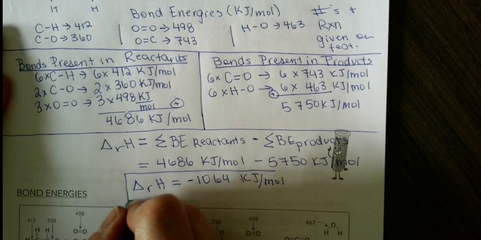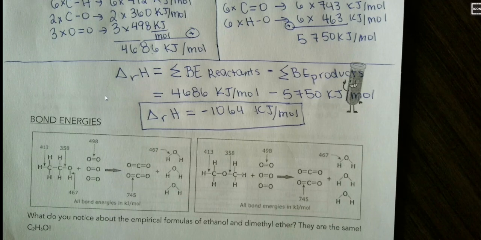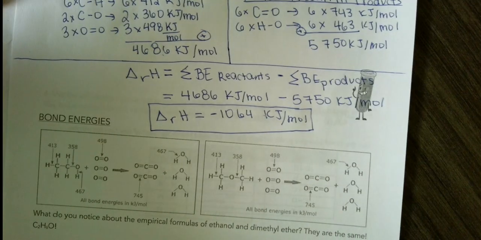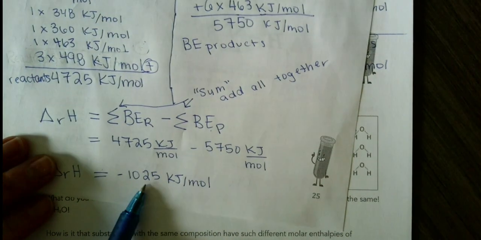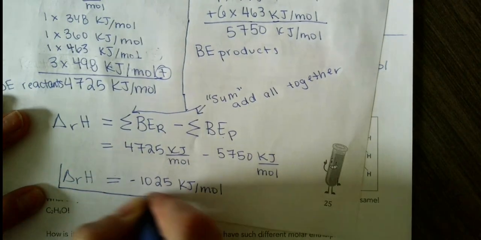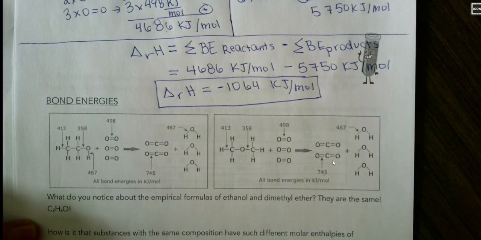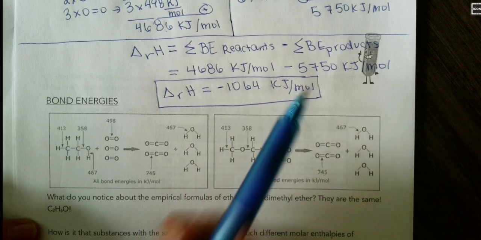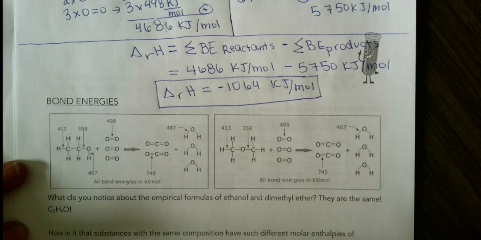So this one is exothermic, similar to the last one. Delta H of this reaction is a negative 1064. Pause there if you need to. But when you're looking at this number, it is different than this one right here. This one we calculated in the last video is a negative 1025, while this one is a negative 1064. And you're like, okay, miss, why are you comparing the two? The reason is that these have the same chemical formula.